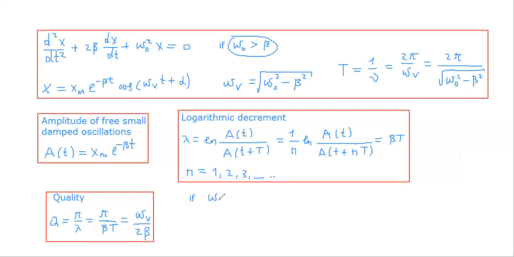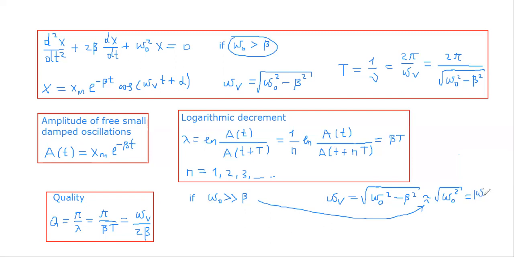If omega zero, the natural angular frequency, is much bigger than the damping coefficient, in this case we can write that omega v is equal to the square root of omega 0 to the power of 2 minus beta to the power of 2, and this will be almost equal to the square root of omega 0 to the power of 2, and this will be the absolute value of omega 0.